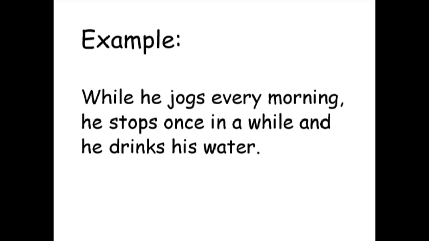Now let's have our example. Earlier, we have one independent clause and one dependent clause. Let us now add one more to complete our sentence. While he jogs every morning, he stops once in a while and he drinks his water. So I added an independent clause. He drinks his water and connected with the use of a coordinating conjunction and. Now we have a compound complex sentence.